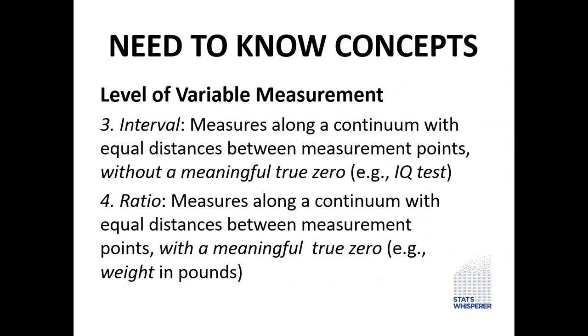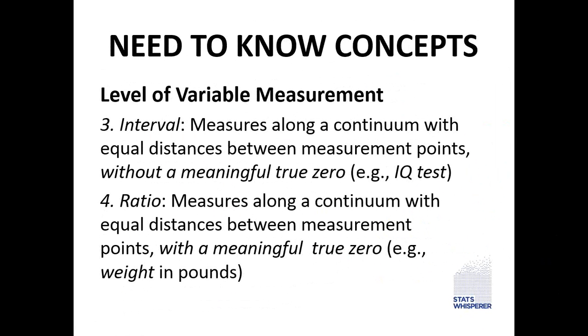Then we have our interval and ratio variables. Interval, meaning it's measured along a continuum with equal distances between measurement points, right? So, for example, the IQ test, a score like 10 points from 90 to 100 is the same 10 points from 100 to 110, unlike the fair, good, excellent example, right? So equal distance between measurement points, but there is no meaningful true zero. Right? So, for example, an IQ test measures general intelligence, but a score of 0 does not mean a complete lack of general intelligence.